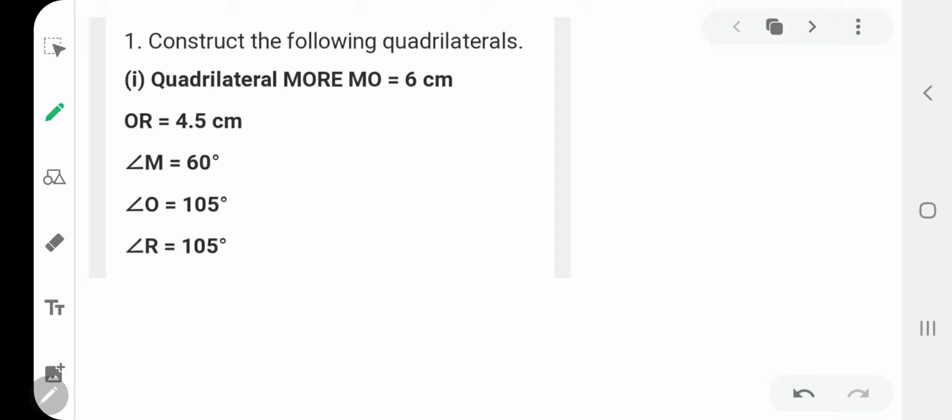Your first problem is you have to construct the quadrilateral MORE, where MO is given as 6, OR is given as 4.5, and angle M, angle O, and angle R are given. Let's draw the rough structure first. So I am drawing the rough structure first.